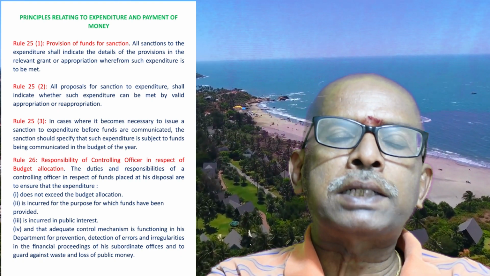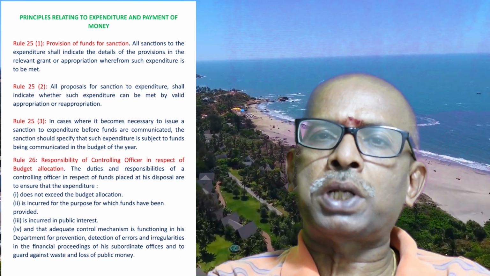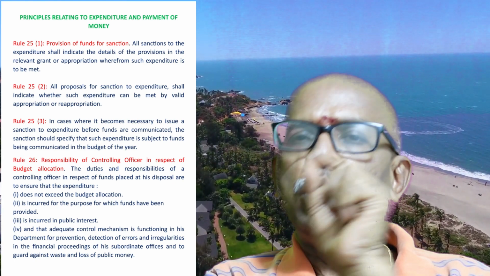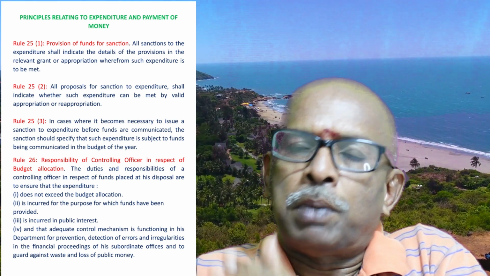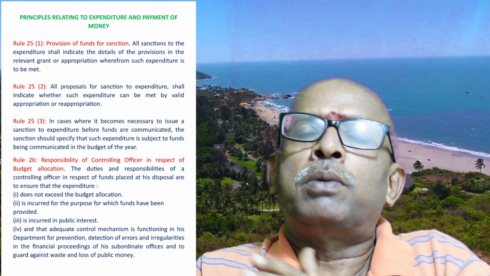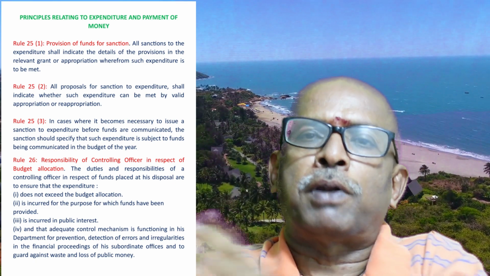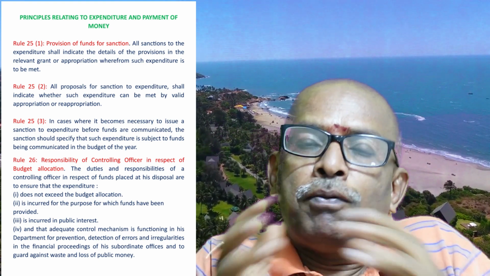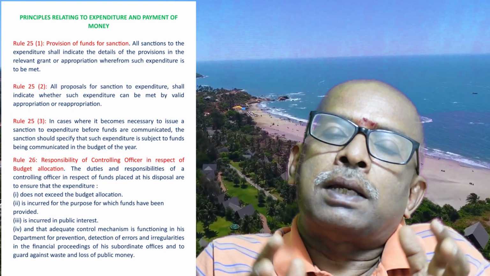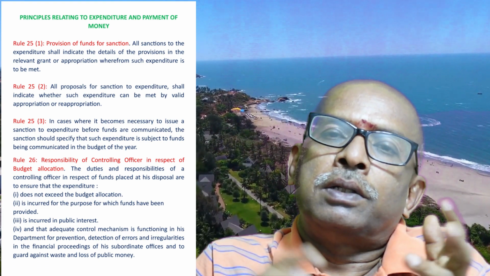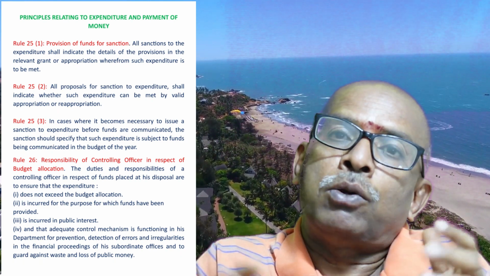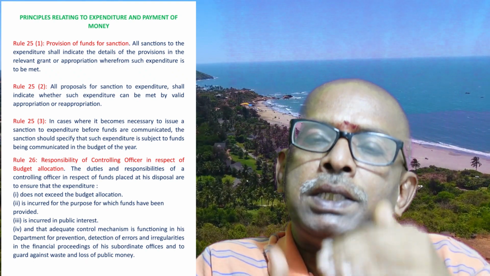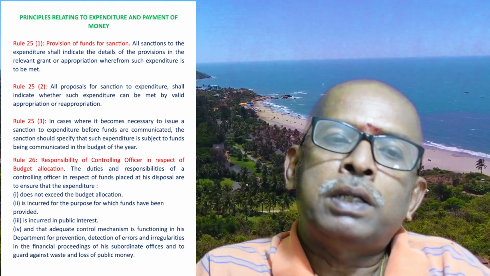So now all sanctions to the expenditure shall indicate the details of the provisions in the relevant grant. So normally the sanction will say at the bottom, the expenditure is debitable or met from major head. You will write which head and which grant. So every year the grants are allocated department wise. So it might change also. Grant number is likely to change. Major head will never change, but grant number can change. So you have to indicate in which grant this money is available for the department.